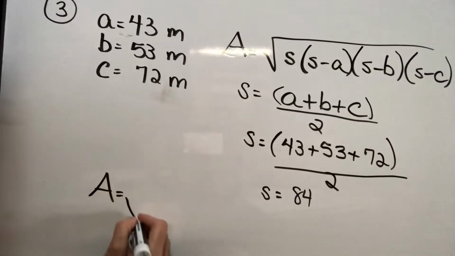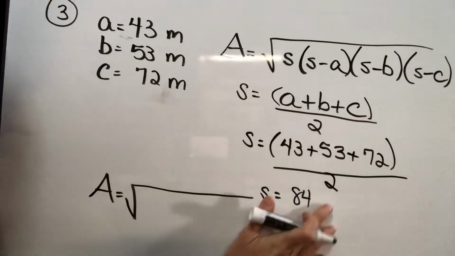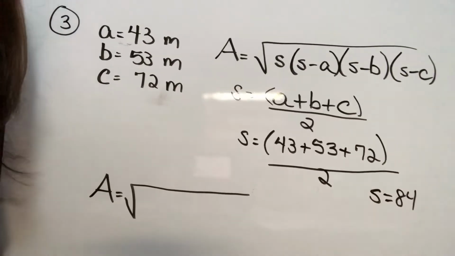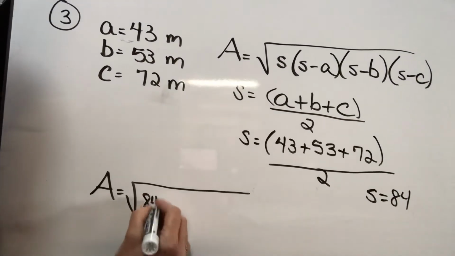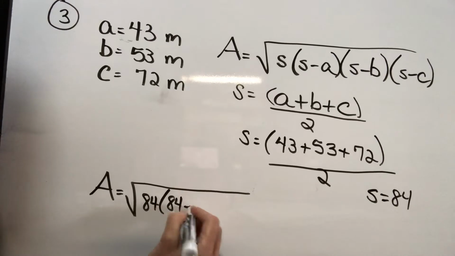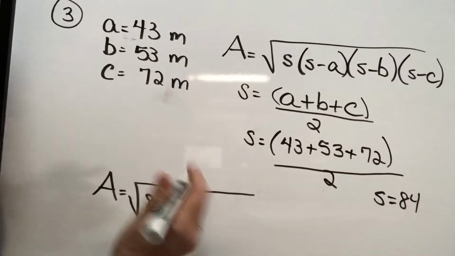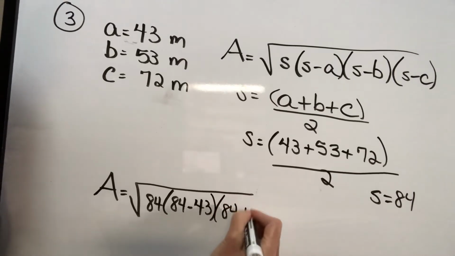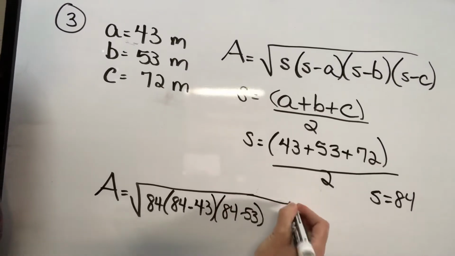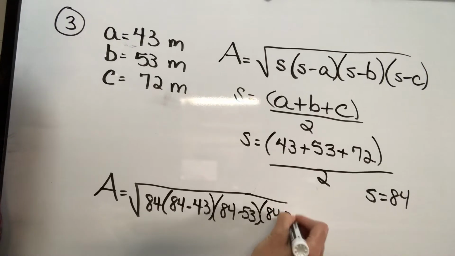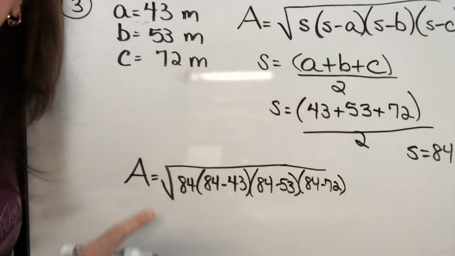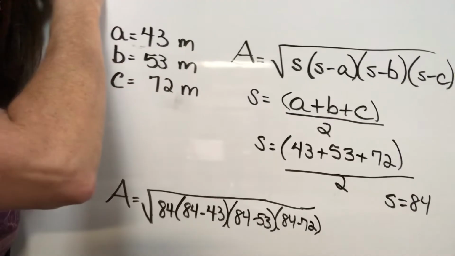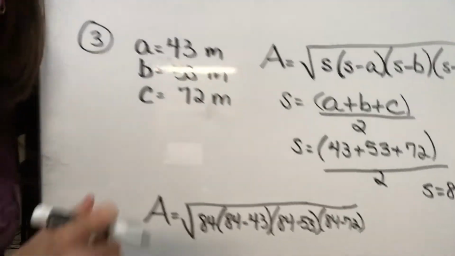So the area is, there'll be a square root symbol. Let me move this over. I'm afraid I'm going to run out of space here. Okay, so it would be the square root of 84, and then it's 84 minus every one of these sides. So 84 minus 43, 84 minus 53, and lastly 84 minus 72. And you would type in exactly this on your calculator, which I will do real quick to make sure you see how to enter it.